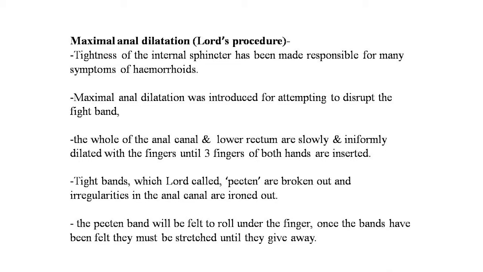Tight bands, which Lord called pecten bands, are broken down and the irregularities in the anal canal are ironed out. The pecten bands will be felt to roll under the fingers. Once the bands have been felt, they must be stretched until they give way. This is the Lord's method of anal dilatation.